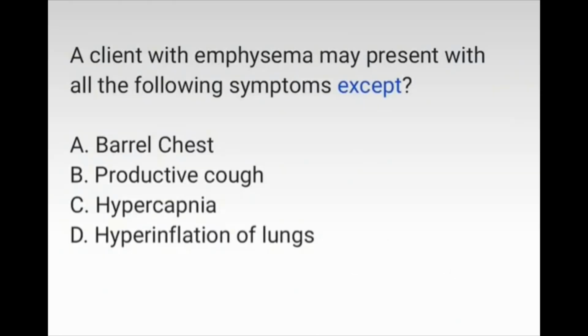Question here. A client with emphysema may present with all of the following symptoms except what? A, a barrel chest, B, productive cough, C, hypercapnia, or D, hyperinflation of the lungs. What are we thinking? If you guys chose B, productive cough, you are absolutely correct. Remember, patients with emphysema would present with hyperventilation. The body will try to compensate for those low oxygen levels, which will cause the patient to hyperventilate.